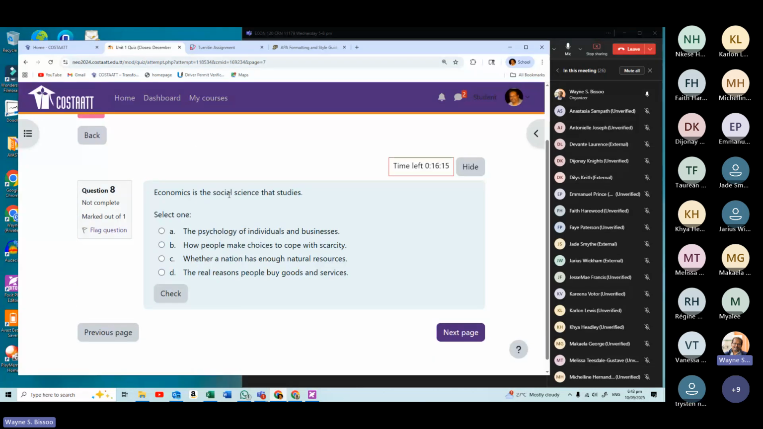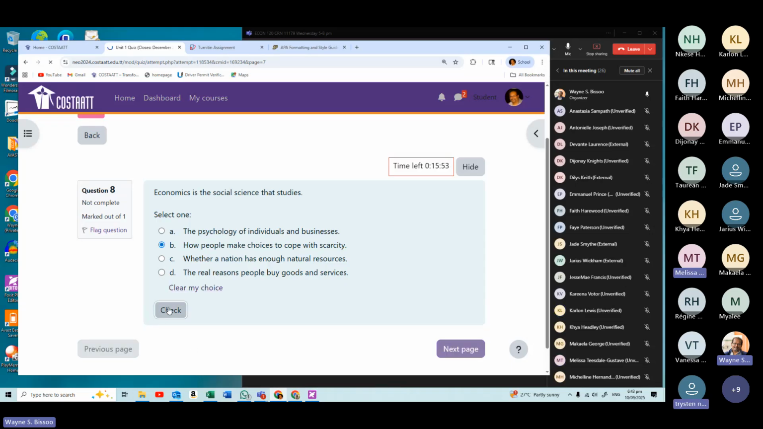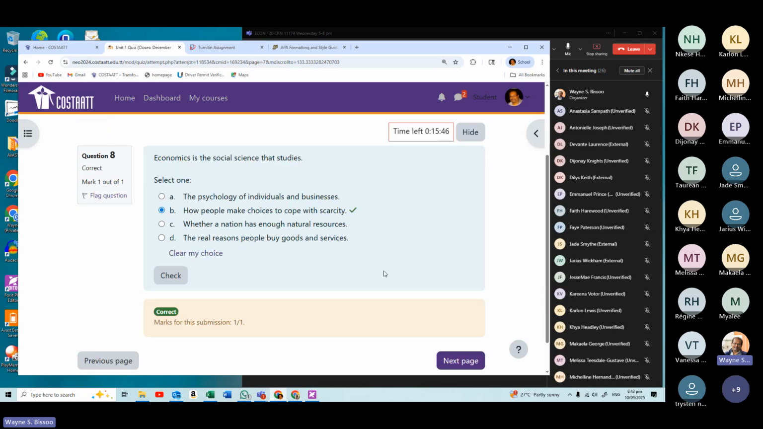Economics is the social science that studies what? The psychology of individuals and businesses, how people make choices to cope with scarcity, whether a nation has enough natural resources, the real reason people buy goods and services. B. Well, that's right. So here we go. Next page.